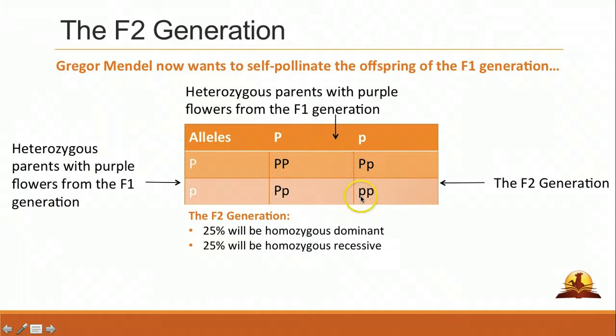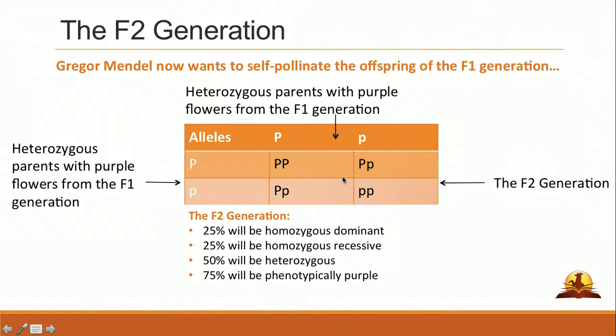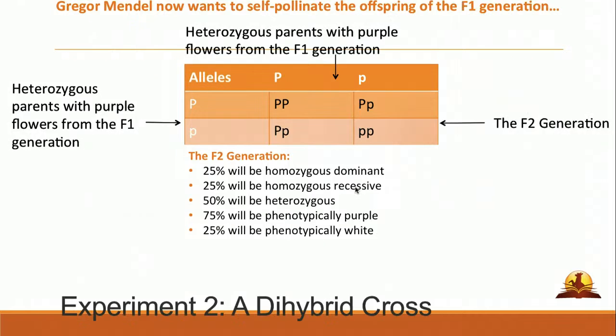Another 25% will get lowercase p, which means white, which is again at that time very crazy to think that you have a purple dad, a purple mom, and all of a sudden you have a white kid. Obviously people think like, oh, there's a problem, or maybe albino, but really that's how the genes work. And 50% will be heterozygous, capital P and lowercase p. 75% phenotypically will be purple, these 1, 2, 3, and then the 25% phenotypically will be white.